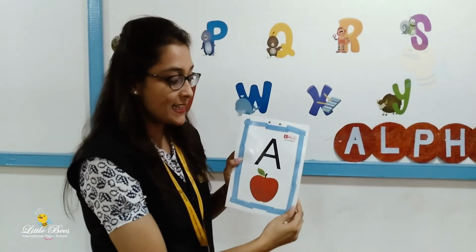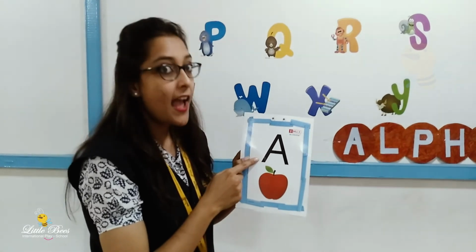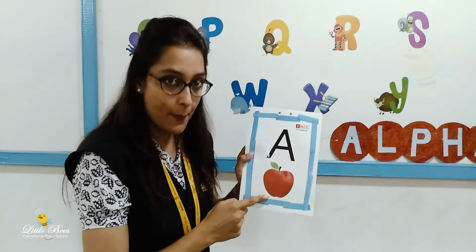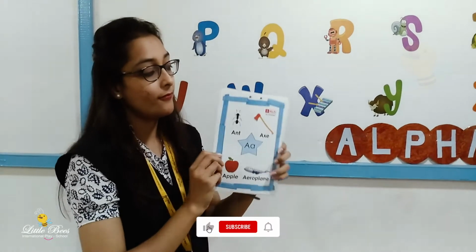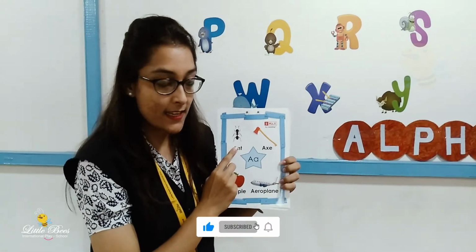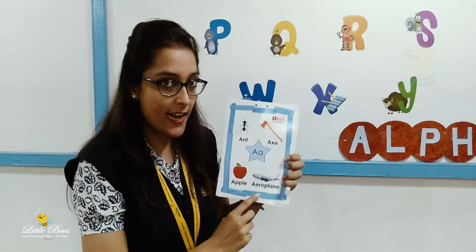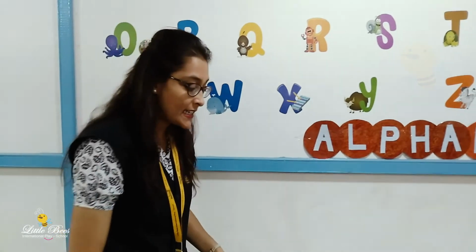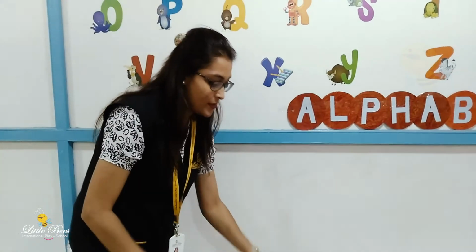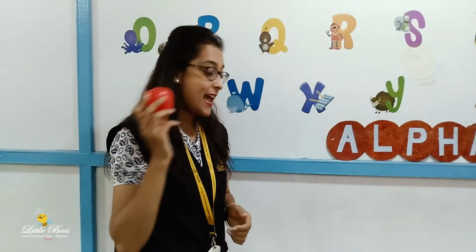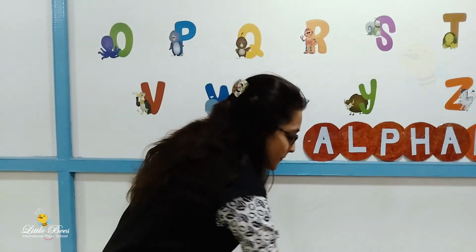This is letter A. And the objects with A are apple, ant, axe, aeroplane. I have two objects here to show you. So what is this? Apple. Correct. A for apple.